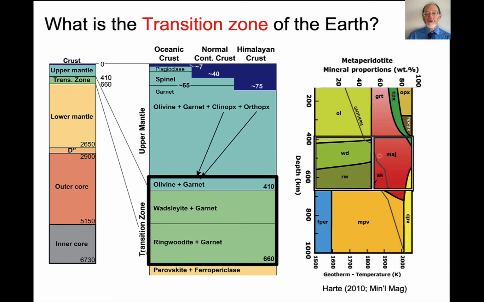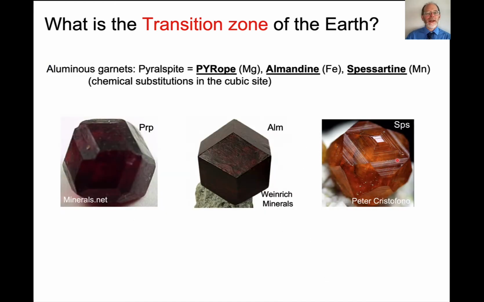But what about this other block over here, this majorite? Well, majorite is a garnet, and garnets have all kinds of very interesting chemistry. Most garnets that we see on Earth form rather shallowly, and they belong to what we can refer to as the pyralspite group. So this is magnesium end member, iron end member, manganese end member, aluminous garnets. So these are all chemical substitutions of divalent cations on a cubic site.